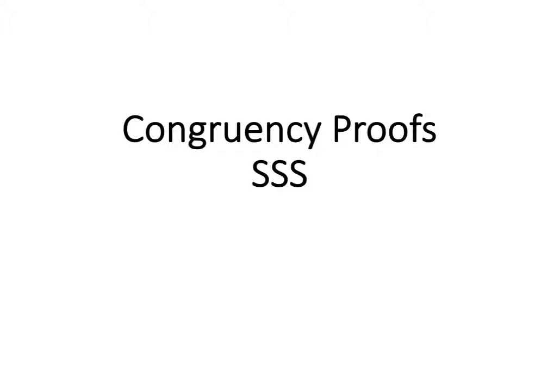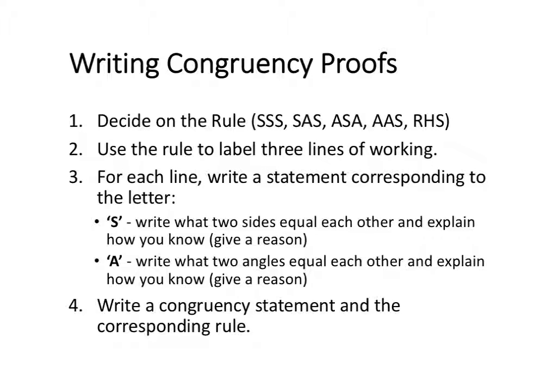In this video, we're going to have a look at how to prove congruency in two triangles using the rule side, side, side. When we're writing congruency proofs, there are 4 steps that I recommend that you follow. The first step is going to be decide on the rule. So whether it's side, side, side, side, angle, side, angle, angle, side, or right angle, hypotenuse, and side.